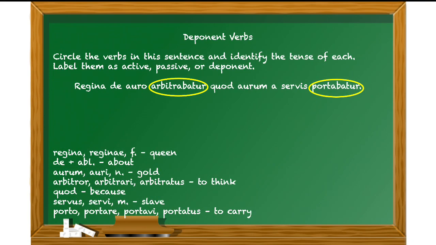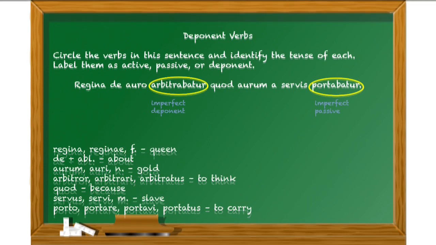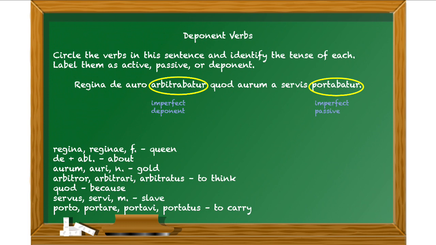You should have circled arbitrabatur and portabatur. Those are the 2 verbs. And arbitrabatur and portabatur are both imperfect. That BA stands out there. But the first one is deponent, and the second one is passive. And again, you will know that by looking at your dictionary entries.